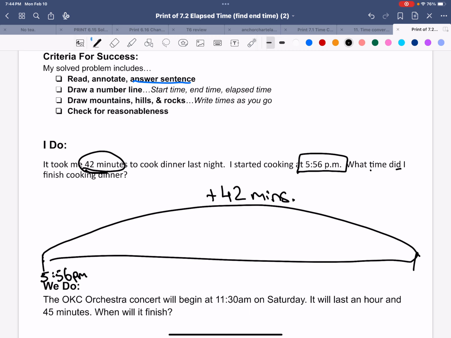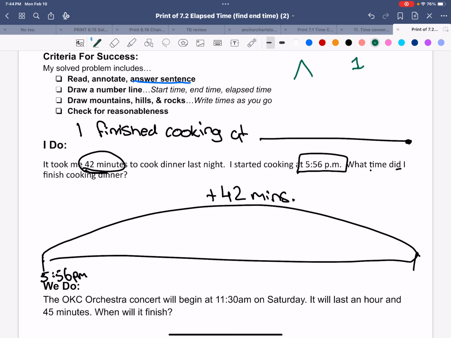Now that I'm understanding what's happening, let me write my answer sentences. What time did I finish cooking? Okay, so I finished cooking at blank. So that's going to be the time. All right, so we're going to look at our mountains, hills, 5 or 10 minutes, and our little rocks, which represent 1 minute. All right, so it says 42 minutes passed. So I definitely can't use the mountain because that is an hour.